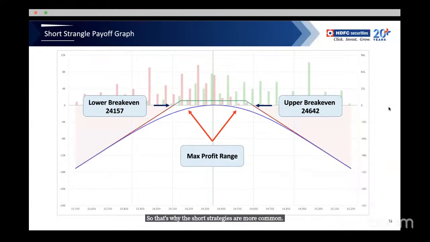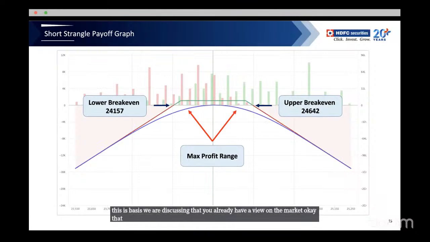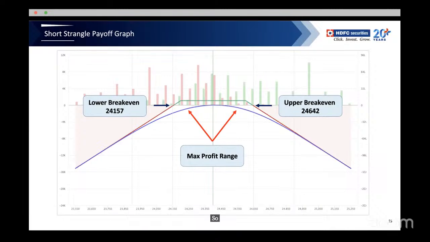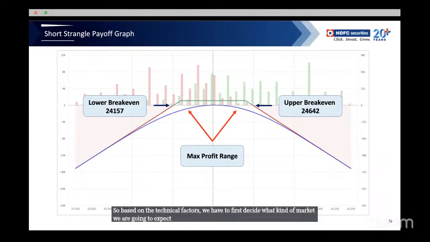Okay, but of course, what is the foundation to any strategy is the analysis based on the technical factors. Okay, this is on the basis that you already have a view on the market, whether the market will have an either side move or a range bound move, right? So based on the technical factors, we have to first decide what kind of market we are going to expect, and then these strategies come into the picture.